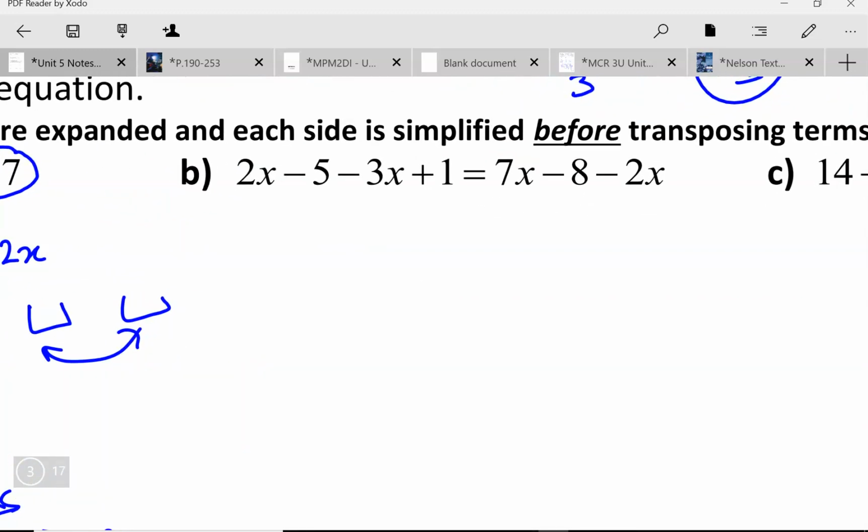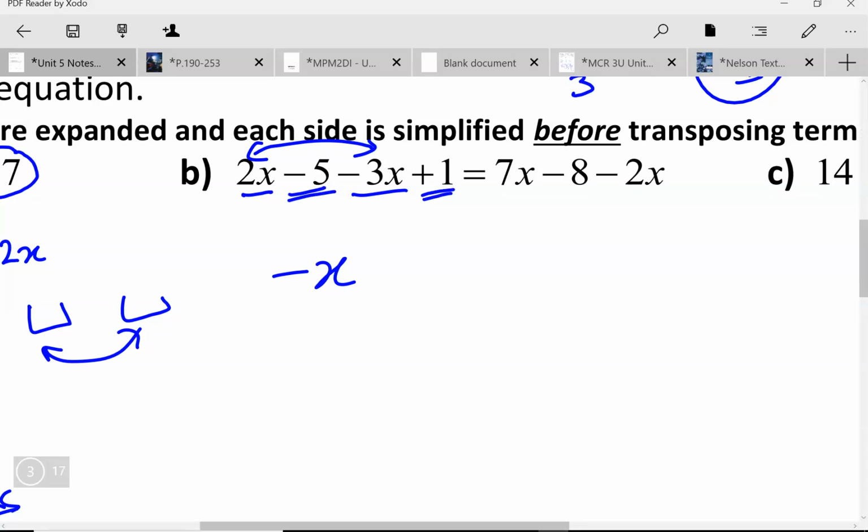Okay, so now let's take a look at this. Now I have a lot of terms here, and I can start moving things around. But before that, I'm just going to look at my left-hand side. I have a 2x and a minus 3x. Right away, I'm going to combine those two terms, and I'm just going to say negative x. Because if you simplify things before you start moving them around, there's less stuff to move around, which makes it easier. Negative 5 plus 1 is negative 4.